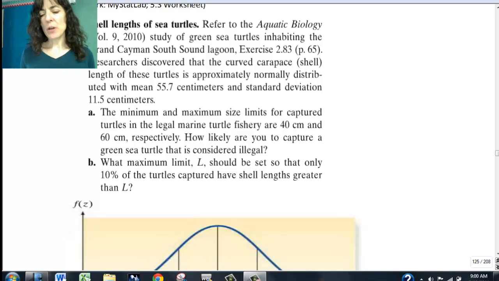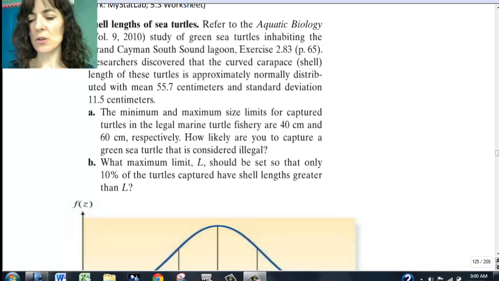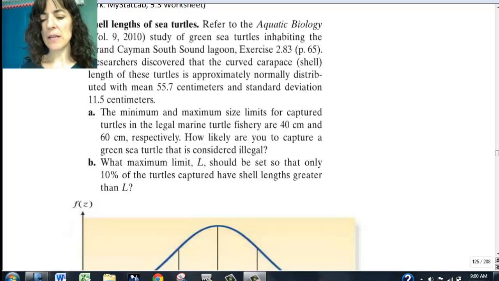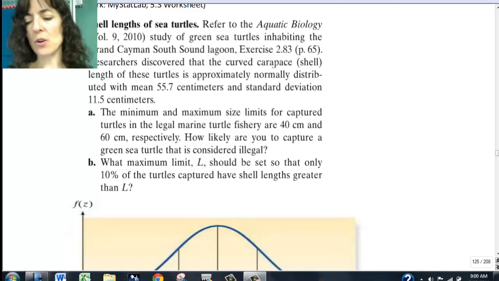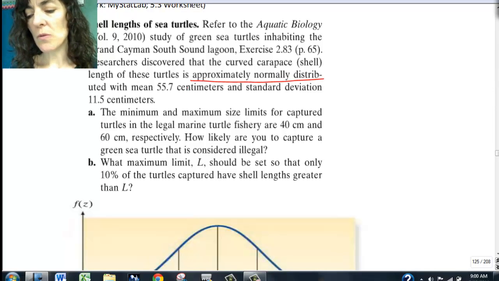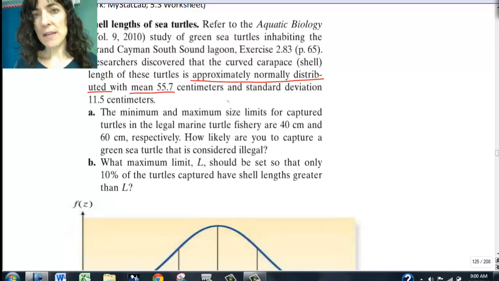So we were talking about shell lengths of sea turtles, and we have a study of green sea turtles inhabiting the Grand Cayman South Sound Lagoon, and we've looked at them before. Researchers discovered that the curved shell length of these turtles is approximately normally distributed, that's important for us to know, with a mean of 55.7 centimeters and a standard deviation of 11.5 centimeters.